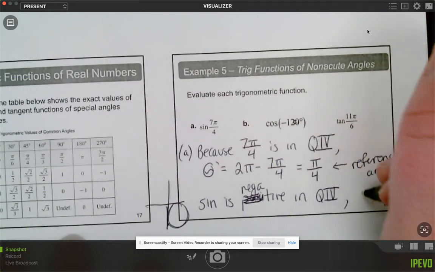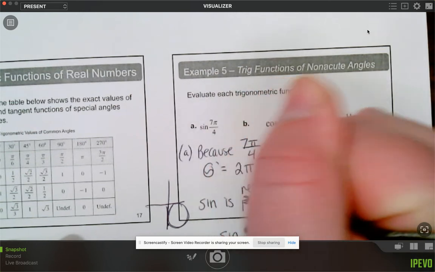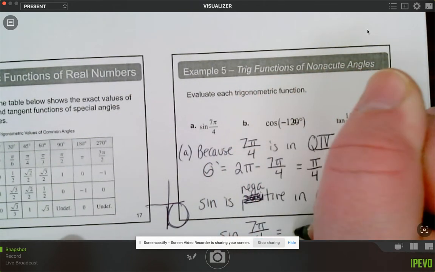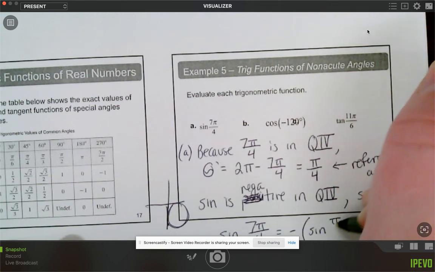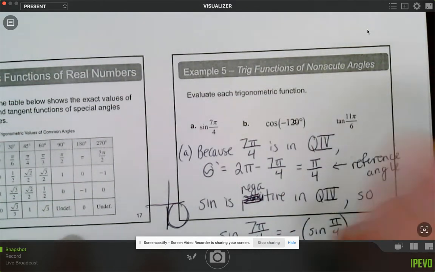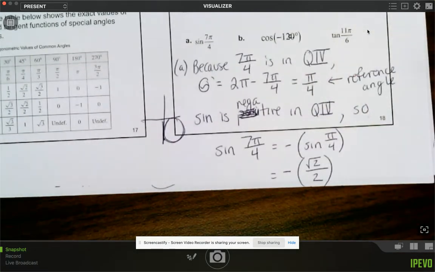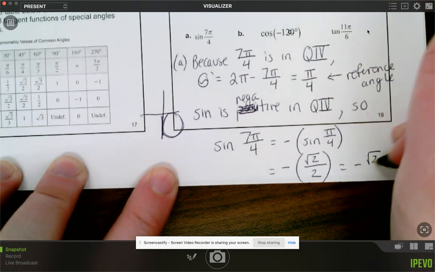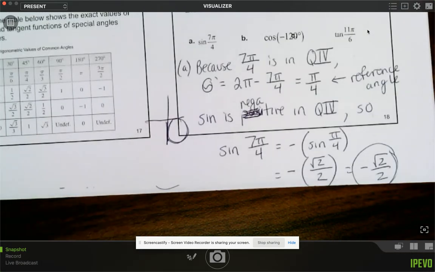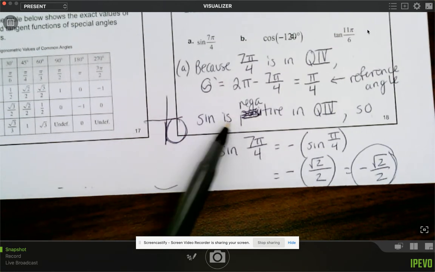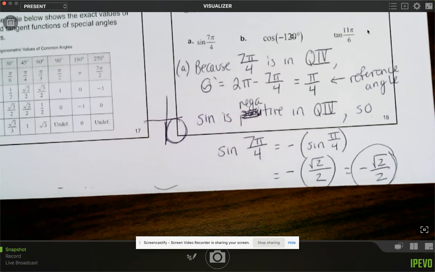Okay, so you could say that the sine of 7 pi over 4 equals the negative sine of pi over 4. And the sine of pi over 4 is square root of 2 over 2. So your answer is negative square root of 2 over 2. Okay. You could also just have the unit circle memorized or look at your unit circle in this case because you get to use it. I went over this section in detail when students were not allowed to use their unit circle on the test.